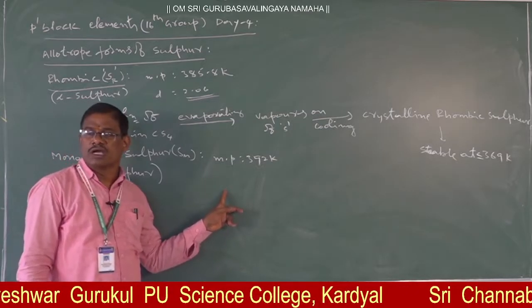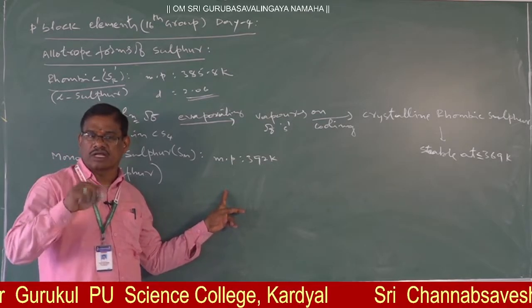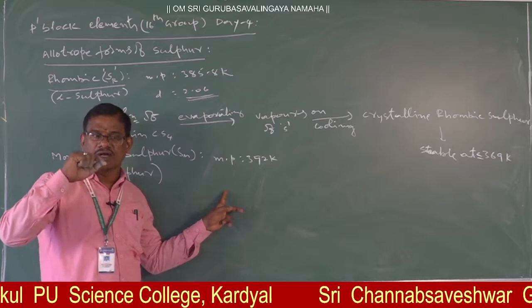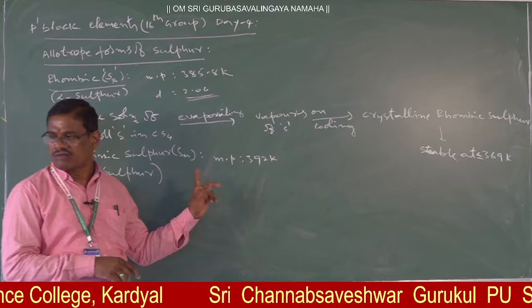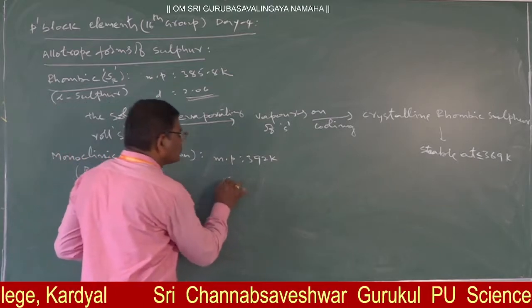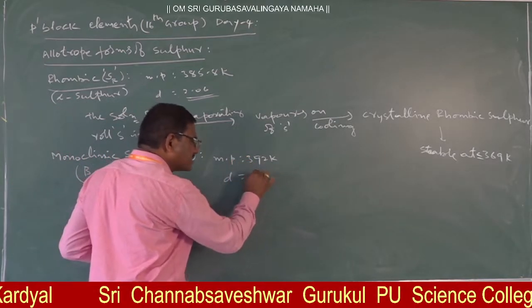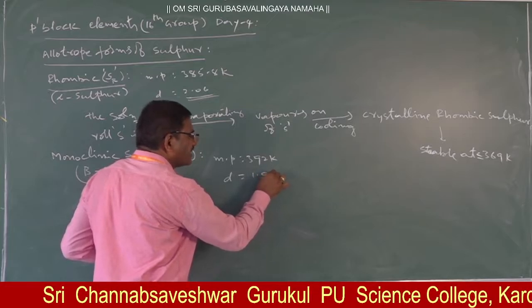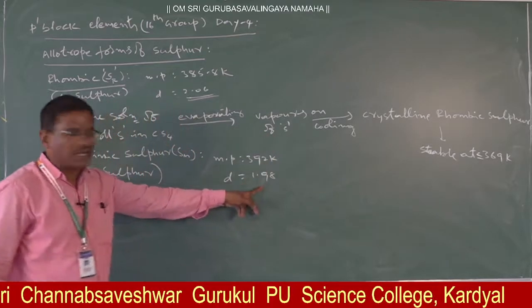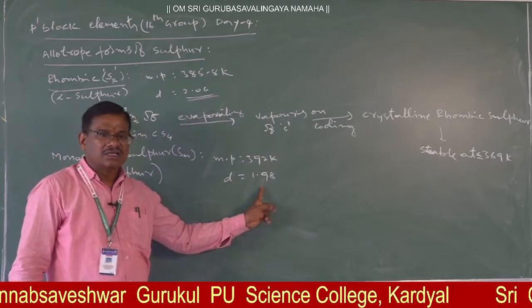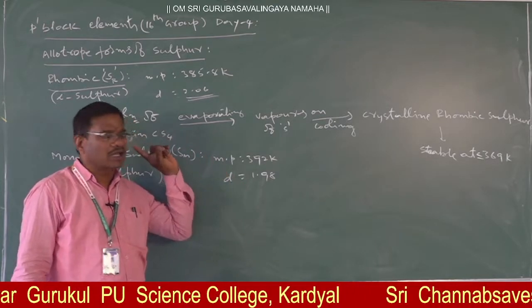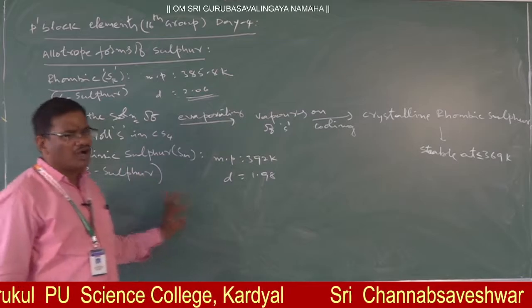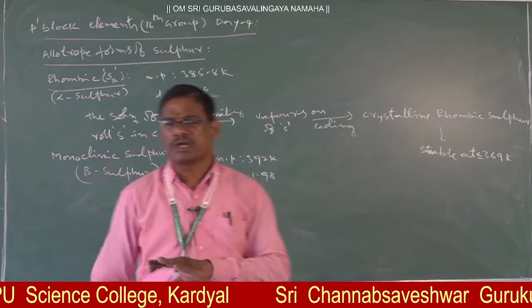392 Kelvin is the melting point of monoclinic sulfur. Monoclinic sulfur has a melting point slightly higher than rhombic sulfur, right? And its density or specific gravity is less than that, 1.98. 1.98 is the density, right? And the melting point is slightly more than rhombic sulfur. Then how is this monoclinic sulfur going to be prepared?